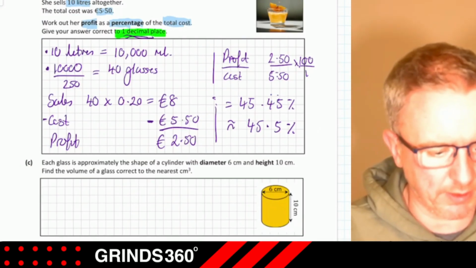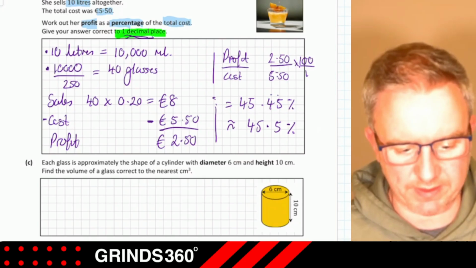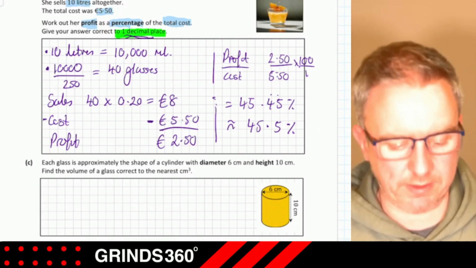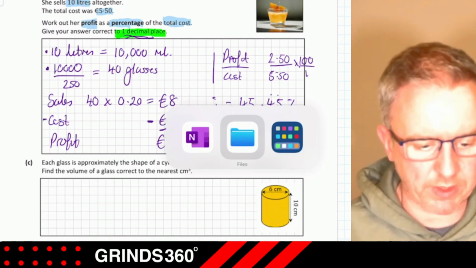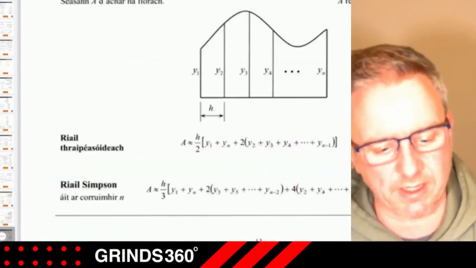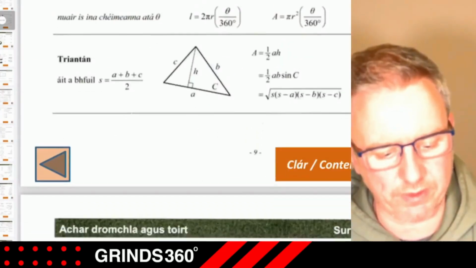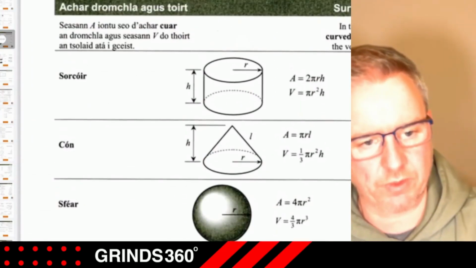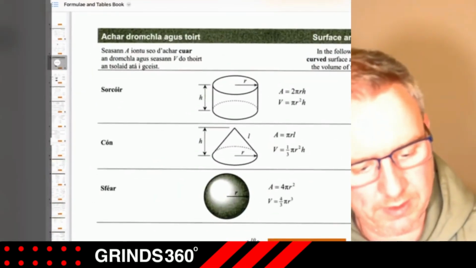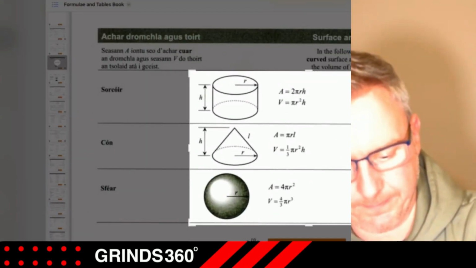approximately the shape of a cylinder with a diameter of 6 centimeters and a height of 10. So again, you're going back to your tables, all right? So get used to using the tables. So if you look at the tables, back at the very start, you have all your formulas for your 3D shapes. So we'll take the cylinder here, okay? And again, let's just copy this in so as we have it. So a little bit of an explanation on this.